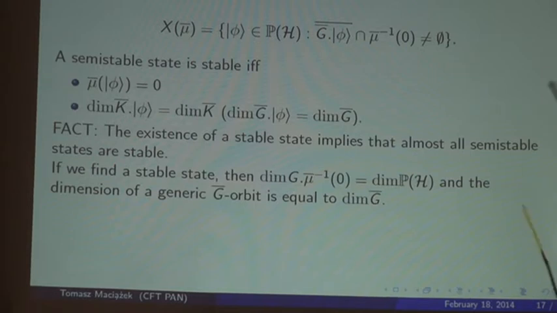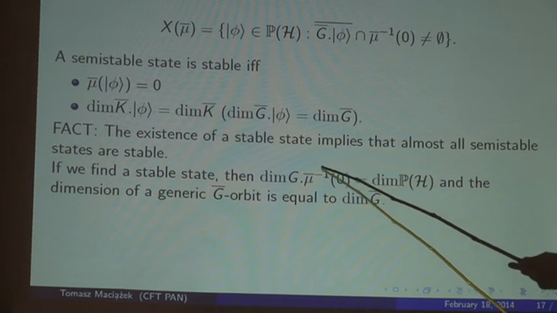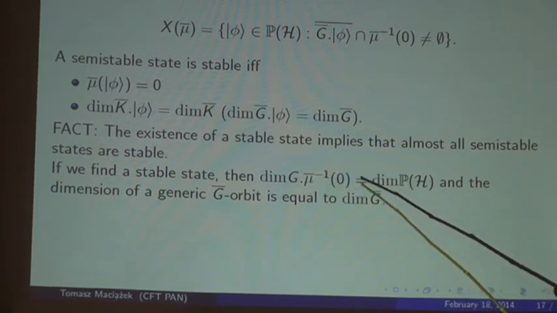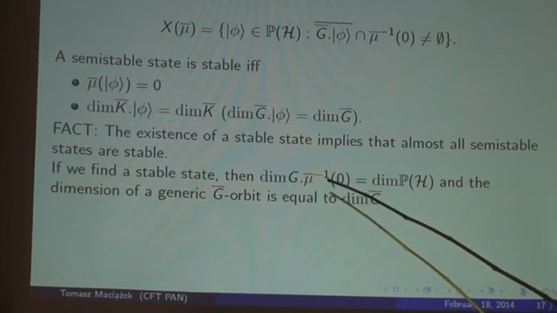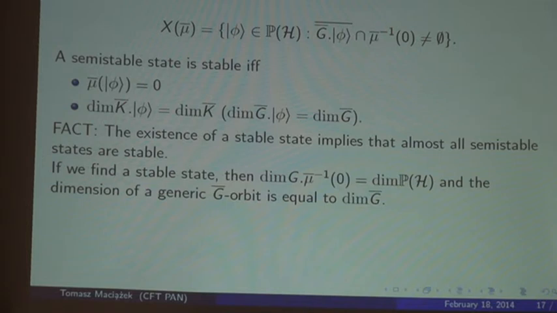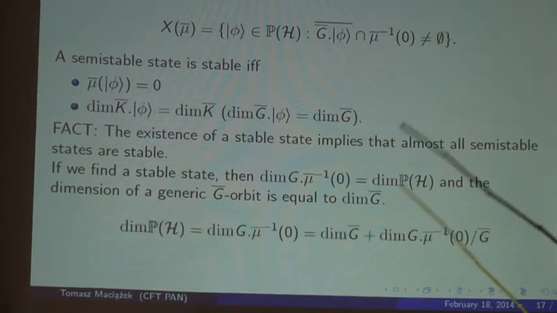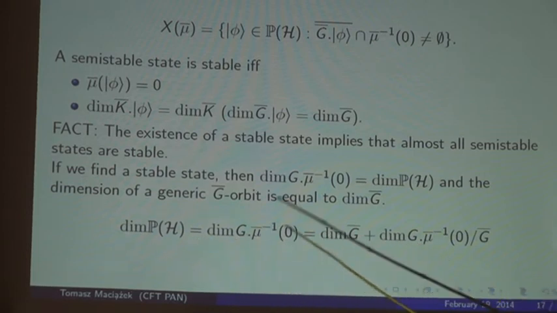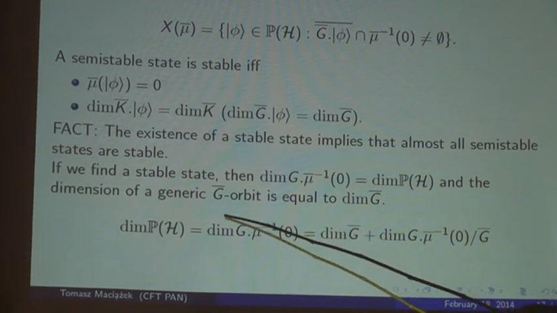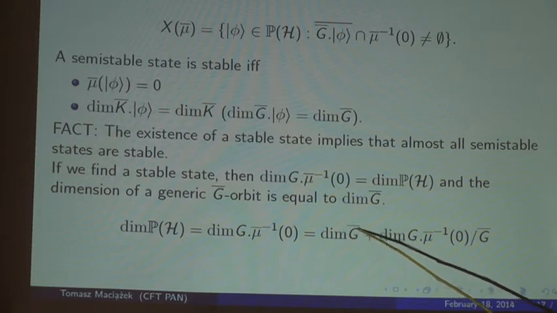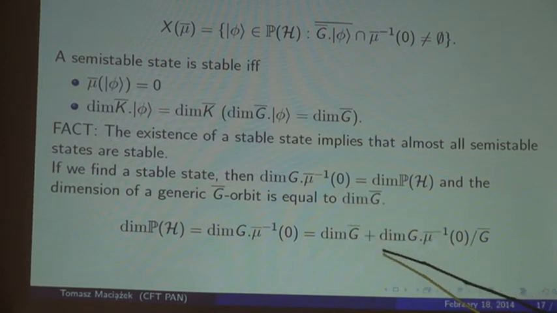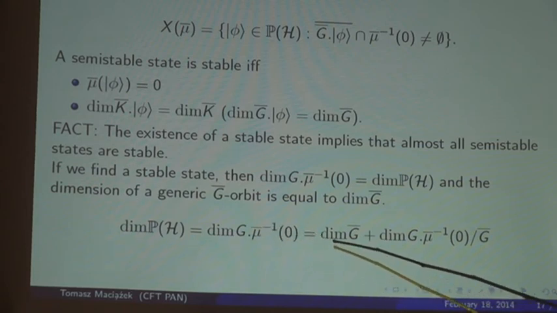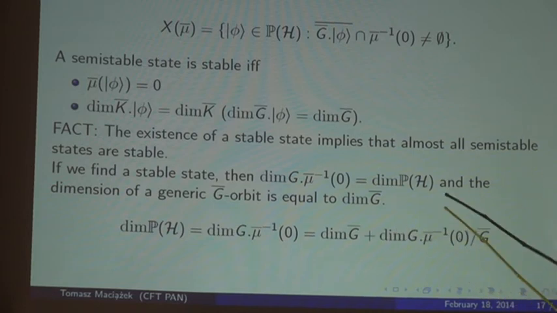Right, so if you find a stable state, as we said before, this is a dense orbit in the projective space, so this orbit has the same dimension as the dimension of projective space. Because a state is stable, the dimension of a generic G-orbit is equal to the dimension of the group. And thus we can write such an equation: the dimension of the projective space is the same as the dimension of this orbit, which is because the generic G-orbit has the same dimension as the group. The dimension of this variety is the dimension of group G plus the dimension of such quotient space.